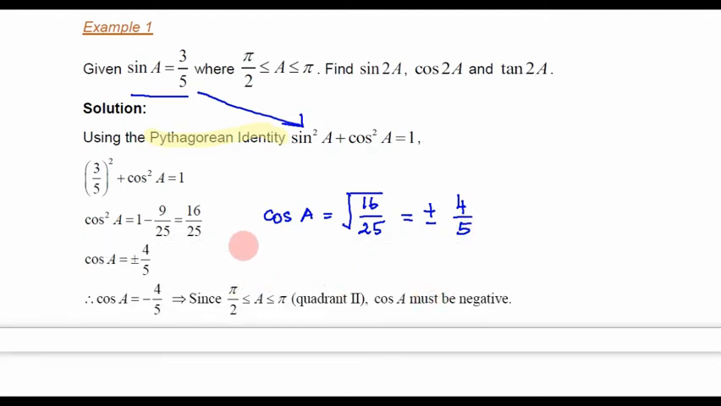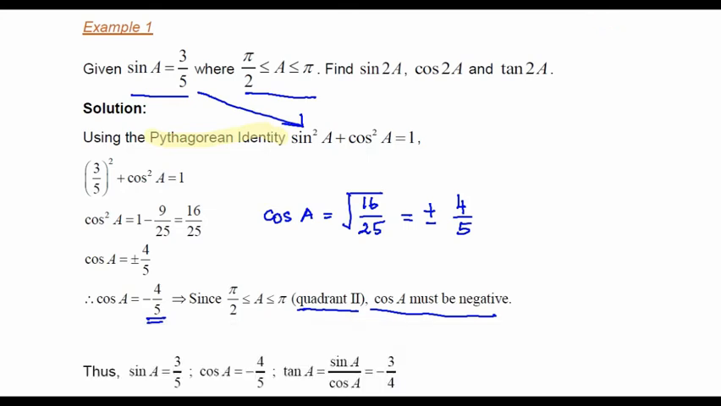To determine whether cos a is plus or minus 4 over 5, we look back at the restriction given here. The range of a is between pi over 2 and pi. Therefore, a is in quadrant 2, and in quadrant 2, cos a must be negative. Therefore, cos a is equal to negative 4 over 5.